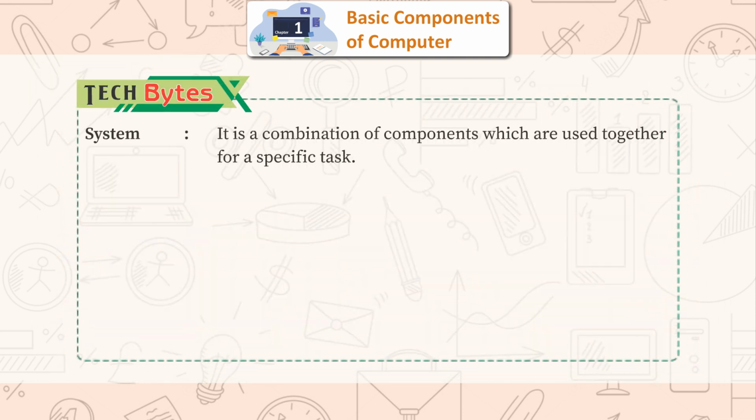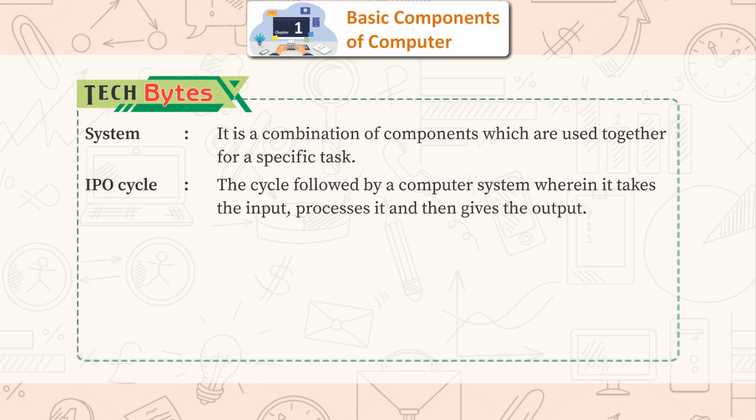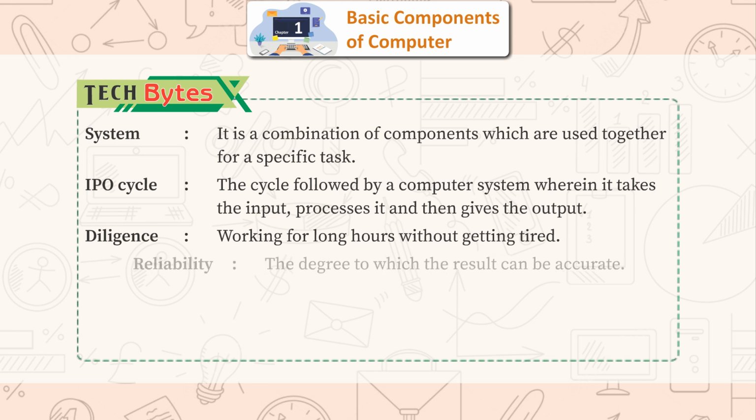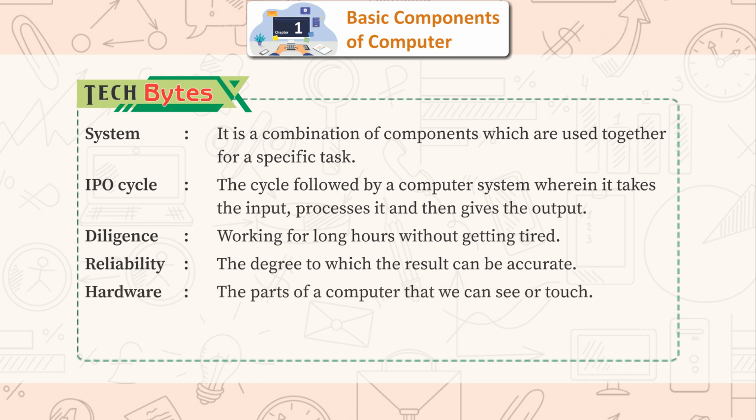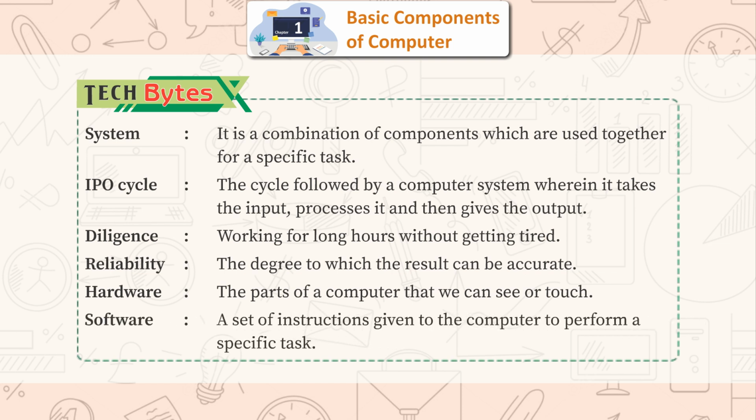Tech bytes. System. It is a combination of components which are used together for a specific task. IPO cycle. The cycle followed by a computer system, wherein it takes the input, processes it, and then gives the output. Diligence. Working for long hours without getting tired. Reliability. The degree to which the result can be accurate. Hardware. The parts of a computer that we can see or touch. Software. A set of instructions given to the computer to perform a specific task.